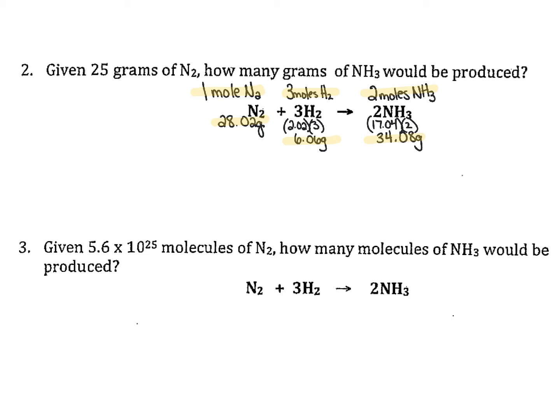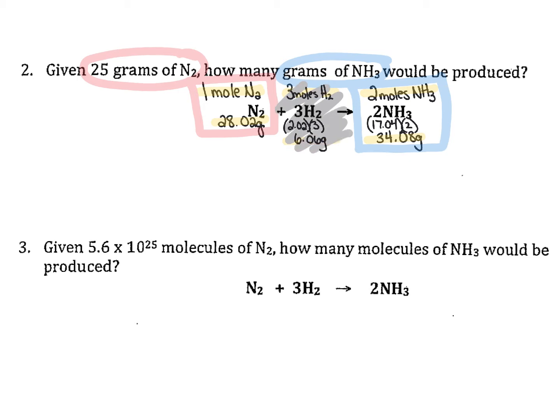Now, we won't have to find the molar mass of everything for every problem, just the things that we are given and what we need to find. So let's identify what we're given, which is 25 grams of nitrogen. And we want to find our grams of NH3. So we know we're going to be using this information from our balanced equation. I didn't really need anything for hydrogen in order to solve this problem. I won't need any of this information here.